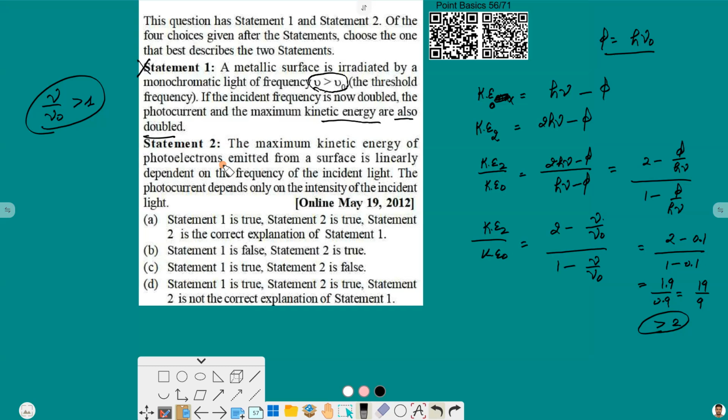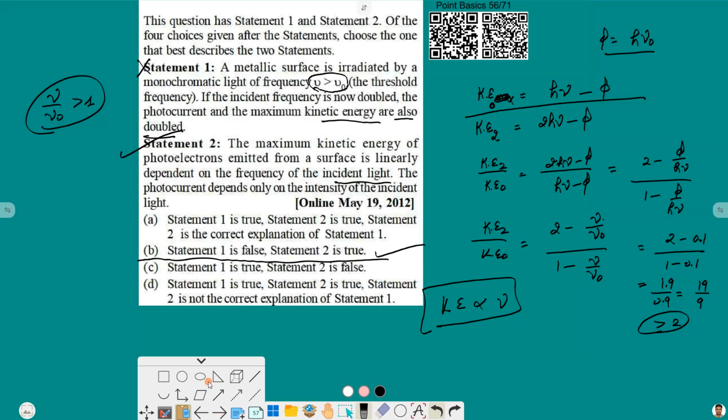Statement 2: the maximum kinetic energy for an electron emitted from the surface is linearly dependent upon the frequency of the incident radiation. The photocurrent depends on the intensity. From this relation, we can easily write that kinetic energy is proportional to frequency, so it depends linearly. So the first part is true. Coming to the photocurrent, we know that photocurrent only depends upon the number of photons striking per unit time, which is basically intensity. So statement 2 is right here. So 1 is false and 2 is true. That is option B. So option B is the right answer here.